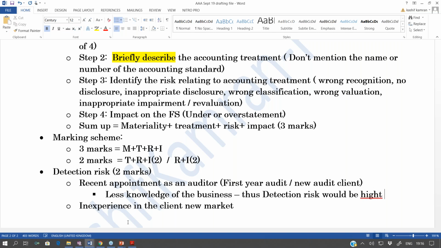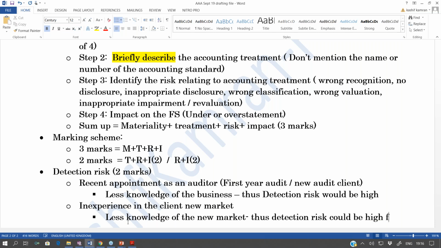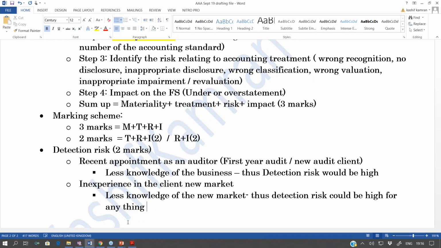In the second example, the examiner says inexperience in the new market. So I will say less knowledge, not of the business, but less knowledge of the new market. And thus, detection risk could be high for anything in the financial statement pertaining to the new market.